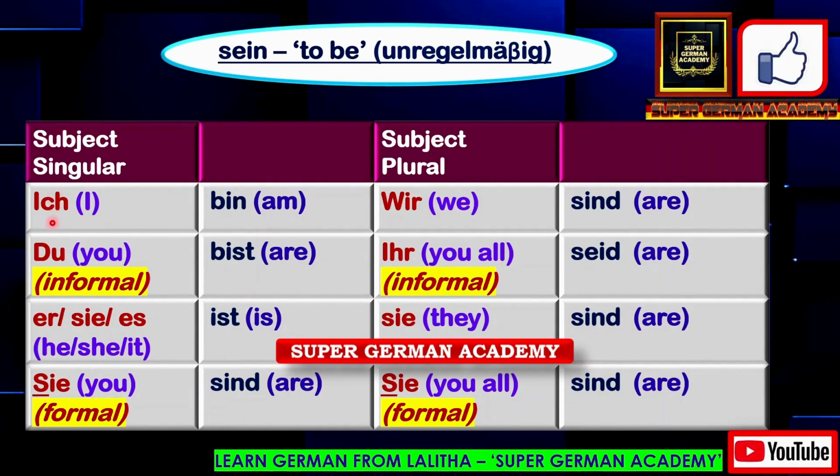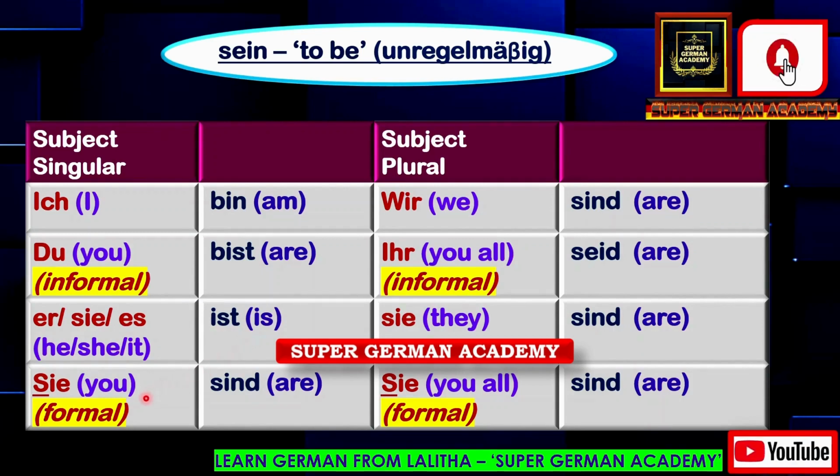For subject singular, for ich, that is "I", it is bin. Ich bin, you have to say, that is "I am". Du, the informal "you", takes bist. So du bist means "you are". For er, sie, es, that is he, she, it, it comes ist. Er ist means he is, sie ist means she is, es ist means it is. For example, he is a boy, she is a girl, it is a cat. In that case you will use ist for he, she, it.